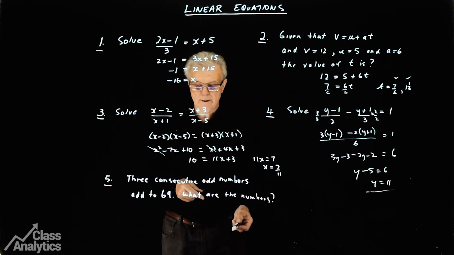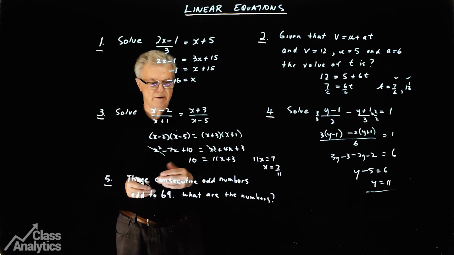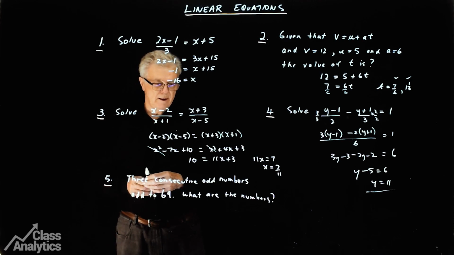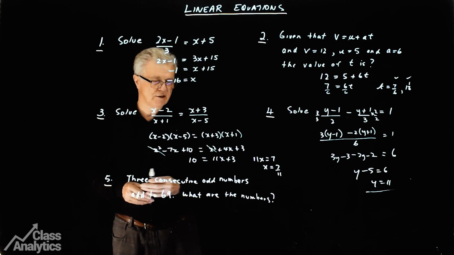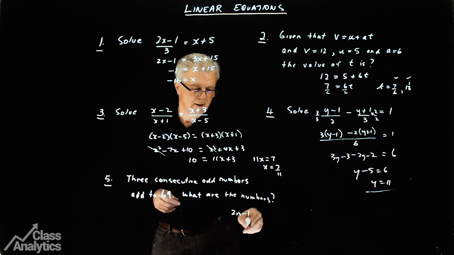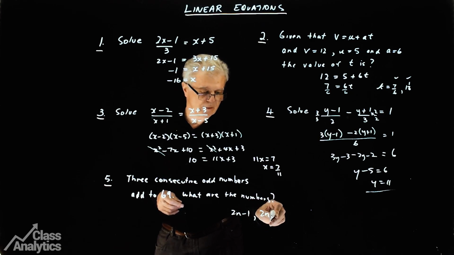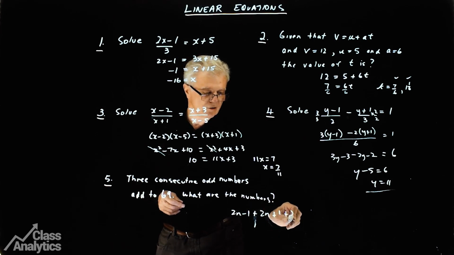Alright, a little problem one here. 3 consecutive odd numbers add to 69. What are the numbers? I could guess them, I guess. But doing it as an equation, we'll say that we take the first odd number as 2n minus 1, and we'll make the next odd number, that's going to be 2 more than that, so that'll be 2n plus 1. We'll add these, won't we? Plus the next one, which is 2n plus 3.